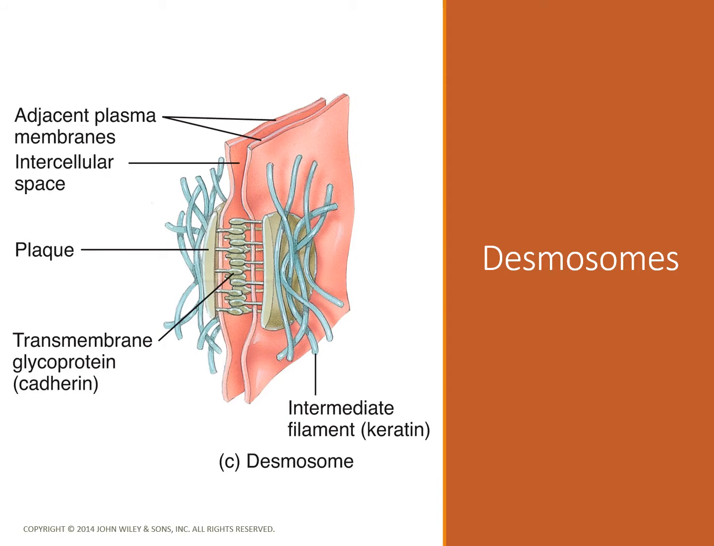Desmosomes contain plaque, just like adherens junctions, and they also have transmembrane glycoproteins that extend into the extracellular space between adjacent cells and attach cells to one another. In those ways, they're very similar to adherens junctions. Unlike adherens junctions, though, the plaque of desmosomes doesn't attach to microfilaments, but instead attaches to elements of the cytoskeleton known as intermediate filaments, which consist of the protein keratin. These are also called spot weld junctions.